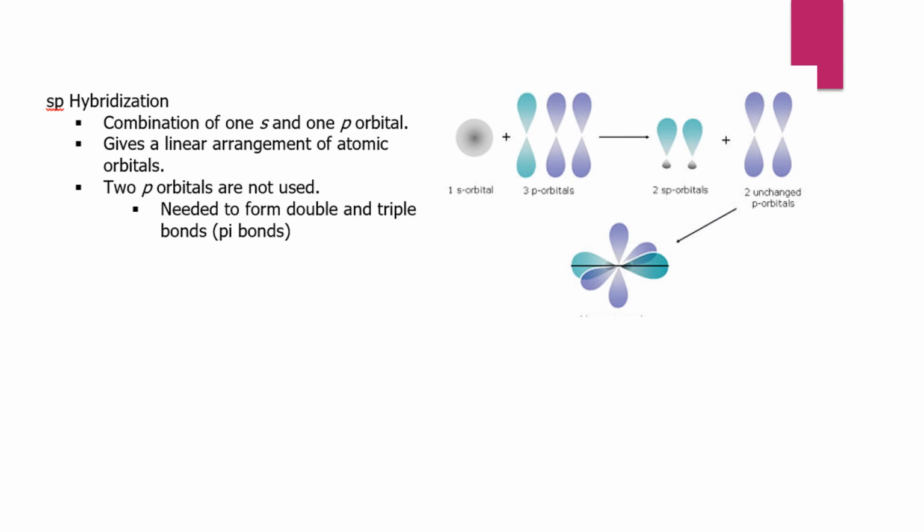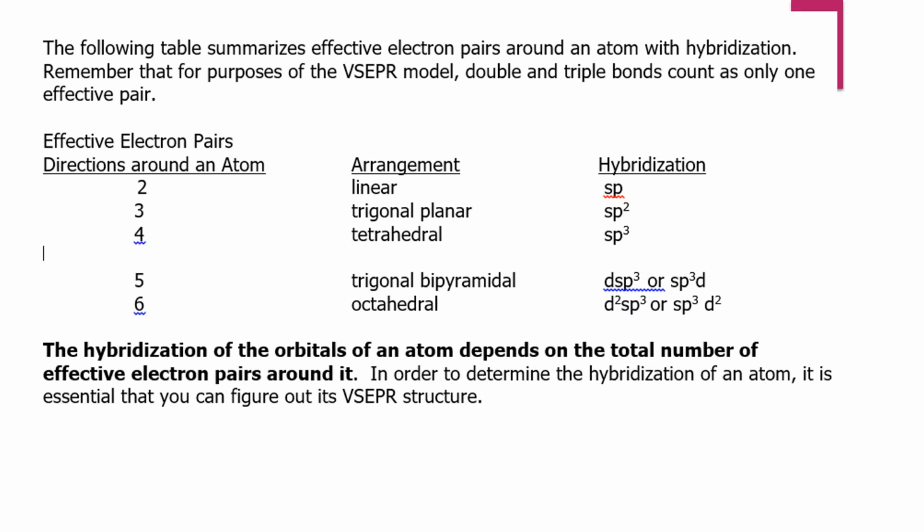What if you only have bonds in 2 directions? Then an s orbital and a p orbital must be blending together to make an sp orbital. That's 1 s and 1 p. That's 2 directions. That's the linear shape. So basically it boils down to this. If it's going in 2 directions and only 2 directions, it's sp. If it's going in 3 directions, it's trigonal planar, it's sp2. If it's going in 4 directions, it's tetrahedral, it's sp3.